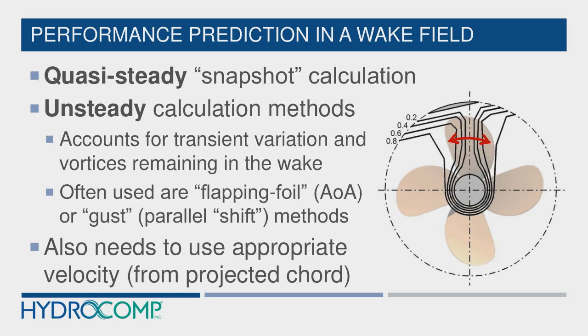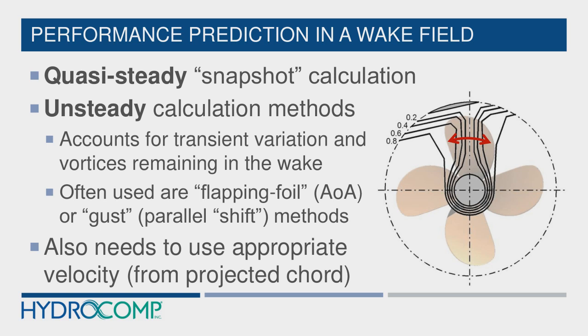The unsteady calculations, the real unsteady performance, has to account for not just the position of the change in velocity, but the transient variation. How quickly does the propeller blade pass through a region of changing velocity? That's one thing that the quasi-steady snapshot really is not able to fulfill. And also, we have vortices that remain in the water, in the wake, that do affect trailing blades. And there are two different computational approaches that are often used.